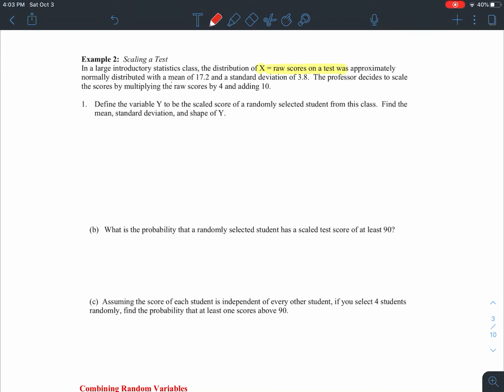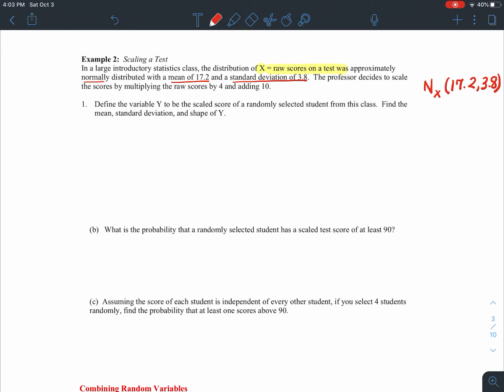Okay, so let's look at another problem here from start to finish. On this problem, it says, in a large introductory statistics class, the distribution of X, okay, this is our random variable, X is the raw score of a test, was approximately normally distributed with a mean of 17.2 and a standard deviation of 3.8. Okay, again, they were alluding to the fact that the shape was approximately normally distributed. So I'm going to put that capital N, and a small x there, just denoting that this is the center and the shape and the spread for the random variable X, the raw scores.